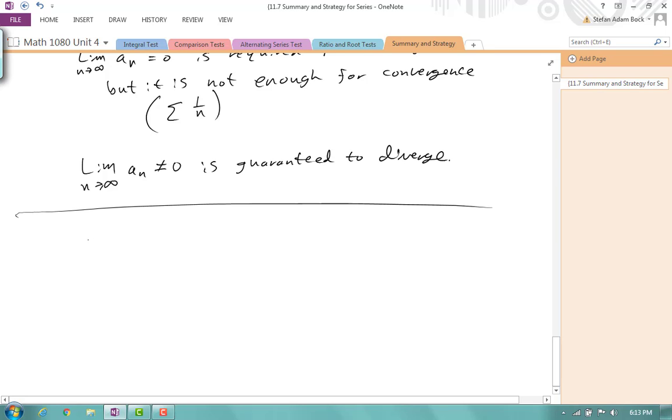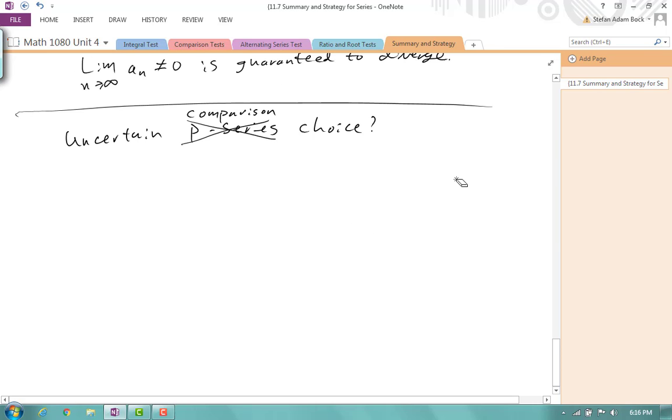So if I'm not sure what kind of p-series to compare to, actually this doesn't even have to be a p-series, but an uncertain comparison series, then let's consider this. If the limit as n goes to infinity of a sub n over b sub n is 0, that means a sub n is significantly smaller than b sub n.